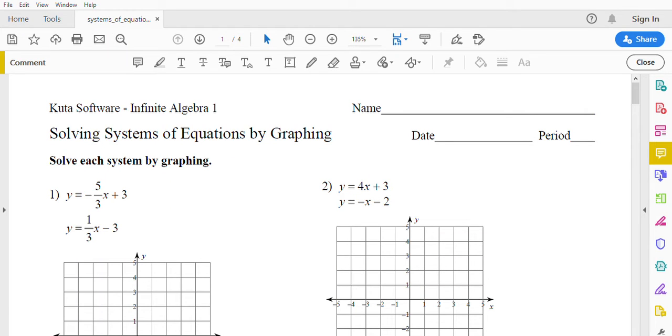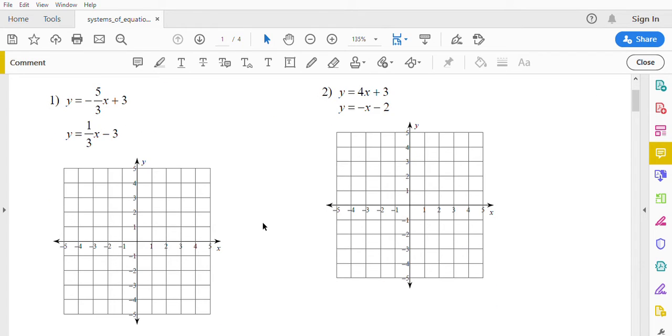Hey, good morning, guys. I'm going to give this a try today and see if I can get this to work. Figure out how to screen capture, and I'm going to try and write on the screen. I got a little tablet thing. Hopefully these will be a little better.